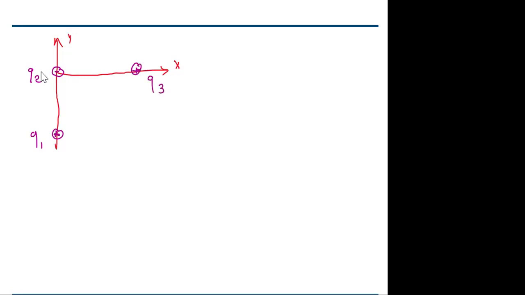Okay, the distance between q2 and q3 is a, and this distance is the square root. The question: what is the total force exerted on q3? That means he's asking about F3. According to the superposition principle, it's equal to the sum of F1 on 3 plus F2 on 3 as vectors.